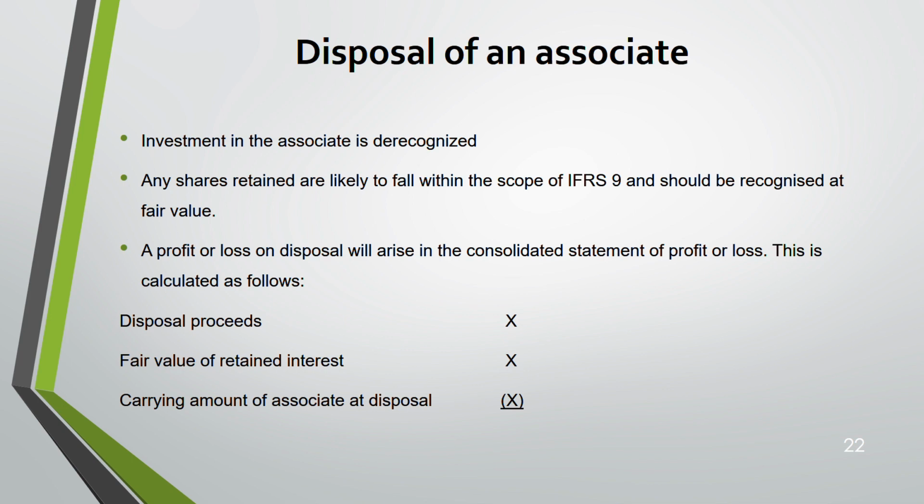How? The cost of associate, add the group's share of associate's profit, and if there is any cost and all, you deduct it. That's how you find the associate at disposal. So you deduct it, and then you find the profit and loss to the group. Okay, now let's do a small question before we move on to the last section of this lecture, that is group reorganization.